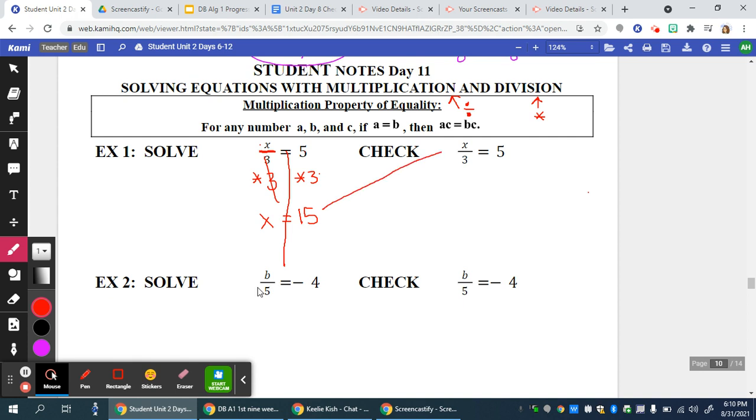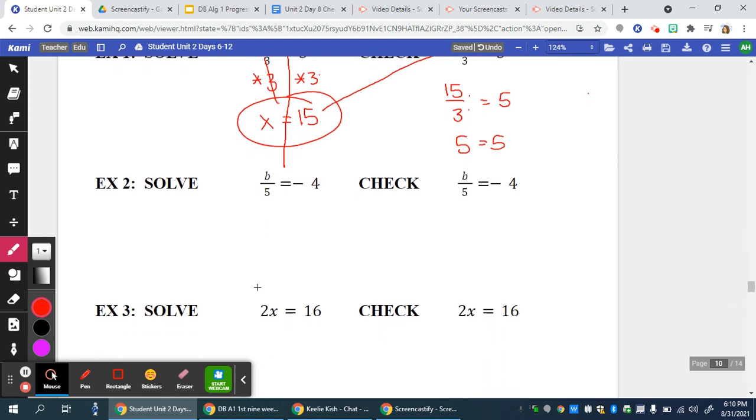And just like always, we need to check our work. So this should be 15 divided by 3 is equal to 5. 15 divided by 3 is in fact 5. So x is equal to 15. Woohoo.